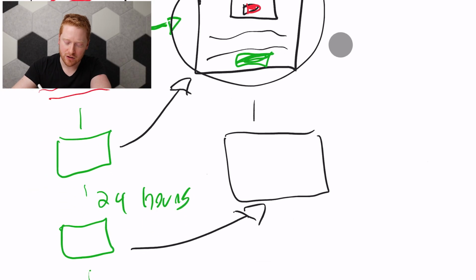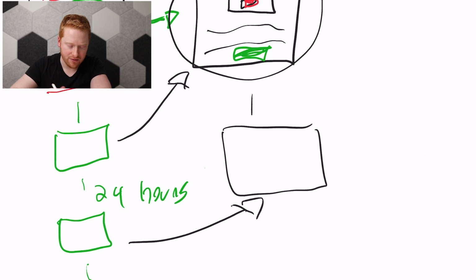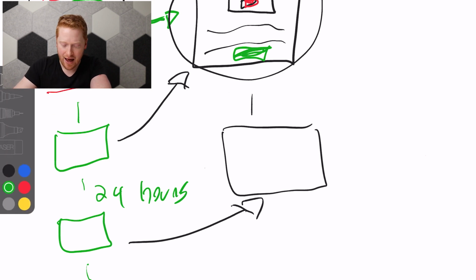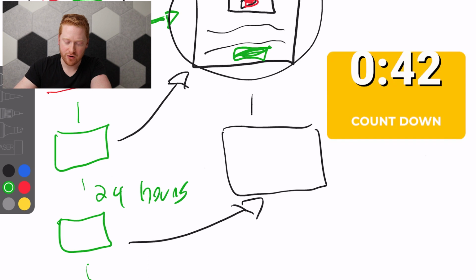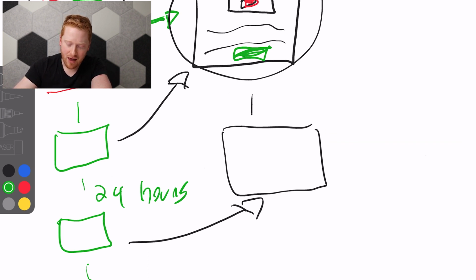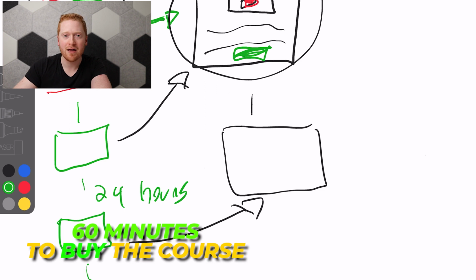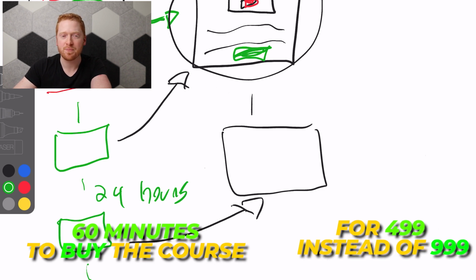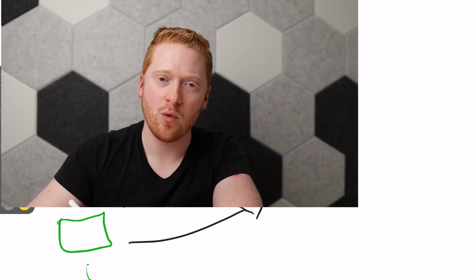What we find converts really well is we have a timer on this page that counts down from, let's say the webinar is 36 minutes, so the timer may count down from 60 minutes, and they have 60 minutes to buy the course for $4.99 instead of $9.99. Then what we do is once that timer runs out, we have it automatically redirect to a different page where they no longer can get that deal.